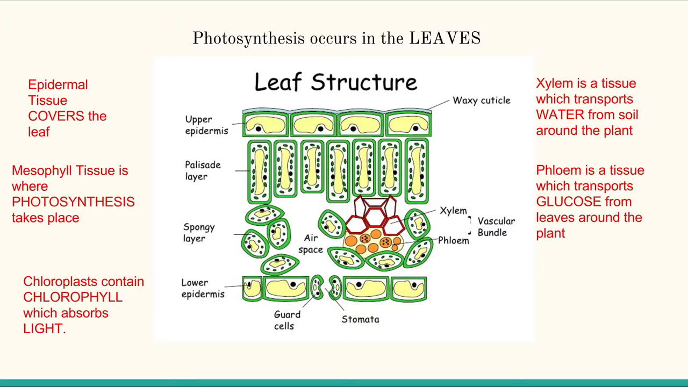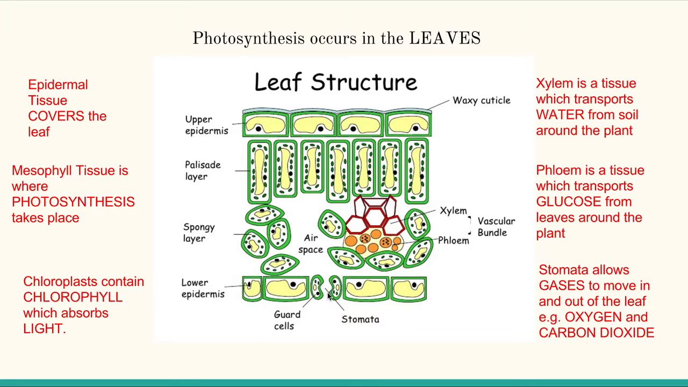which need it. Now the stomata here is a gap which allows gases to move in and out of the leaf. Its opening and closing is controlled by the guard cells, and the gases that move in and out are usually carbon dioxide and oxygen. And carbon dioxide is very important for photosynthesis because it is the reactant. You need carbon dioxide for photosynthesis.